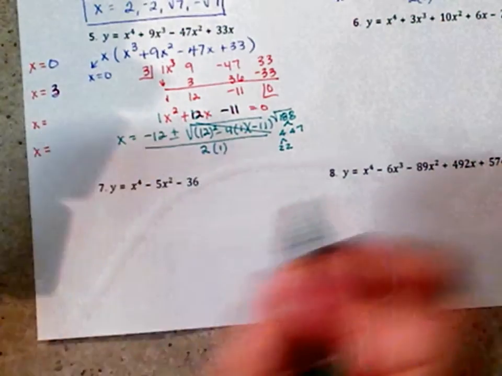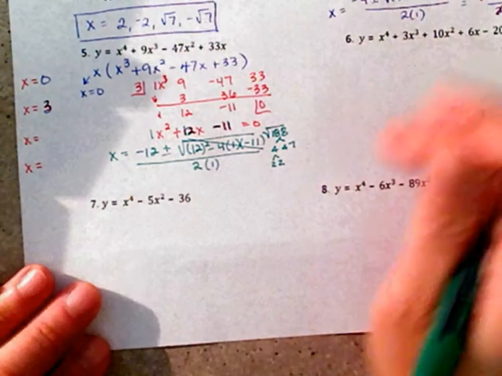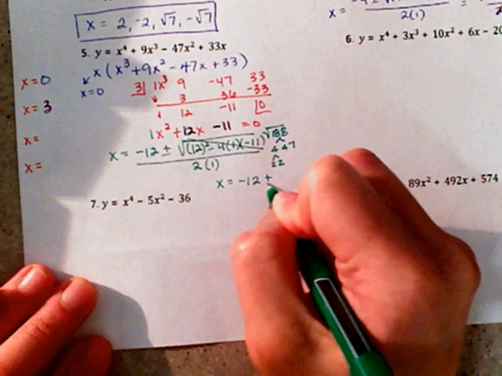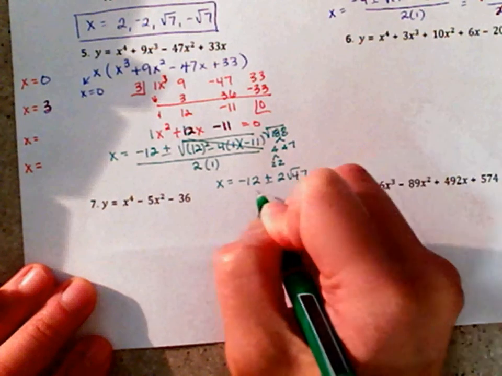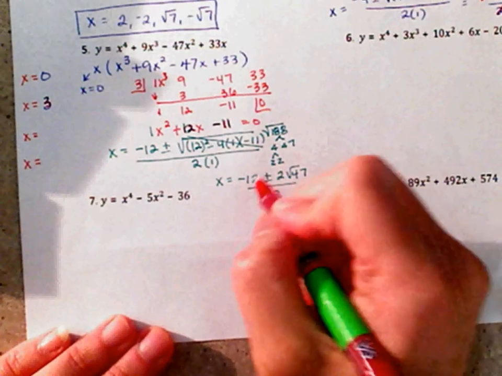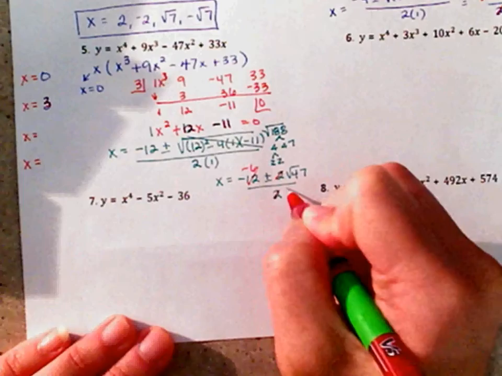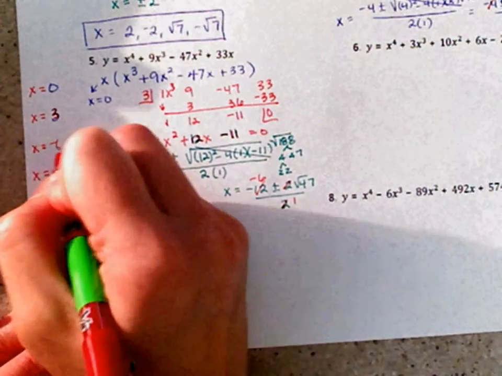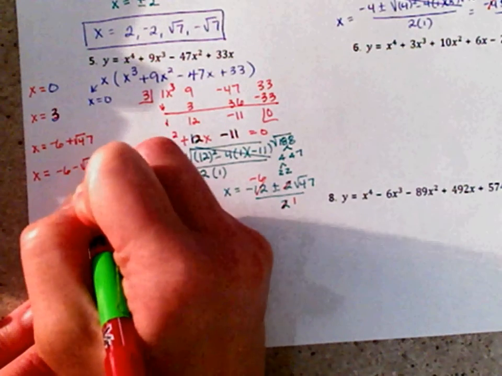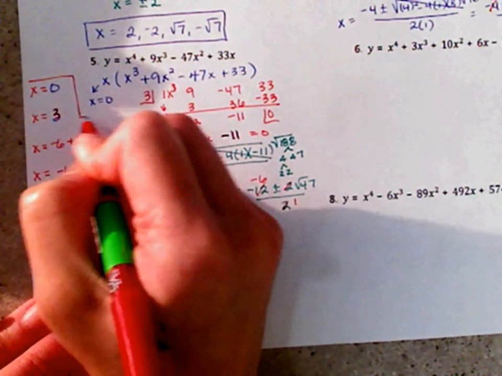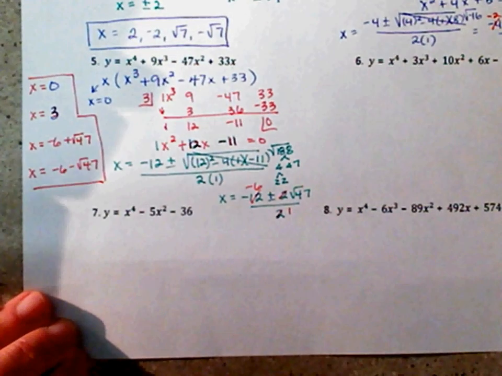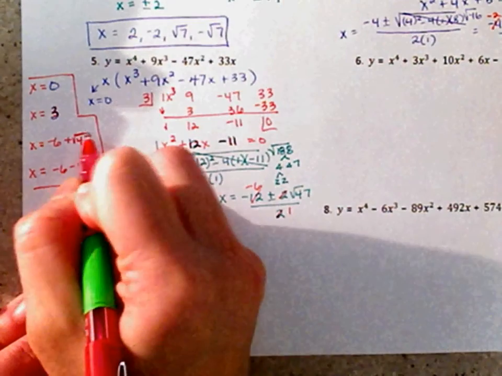Alright, so now I'm going to rework this problem. So now you have x equals negative 12 plus or minus 2 square root of 47 over 2. Is there any number that goes into all of them? A 2. So I'm going to divide every one of these by that. So your final answer is negative 6 plus the square root of 47, negative 6 minus square root of 47. And there you have your 4 solutions. Okay? And that's why we could not find these, because they had a square root.